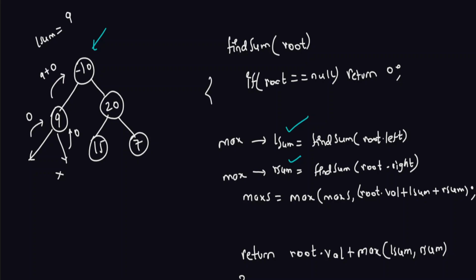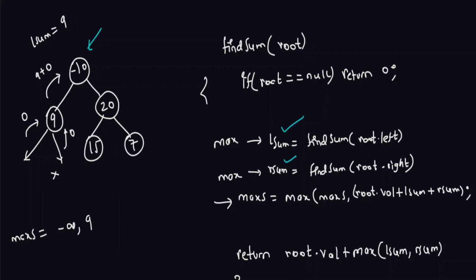And one more thing. Before returning, we also have to make this comparison. Right now, max s was minus infinity. Now it will be updated with the new value, which will be 9, right? Yes. LSUM will be returned as 9. Then we have to call for the RSUM. For RSUM, we have to go to the right tree.